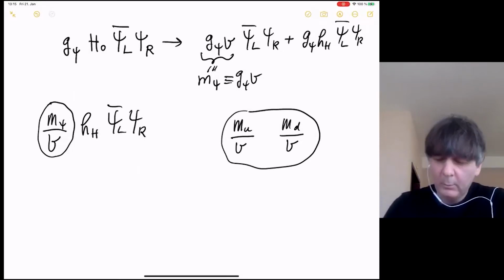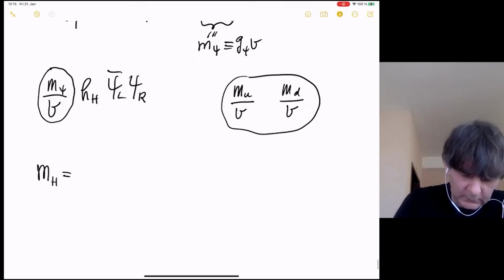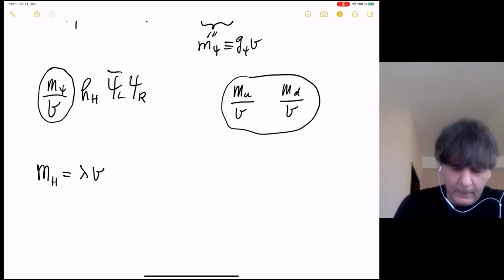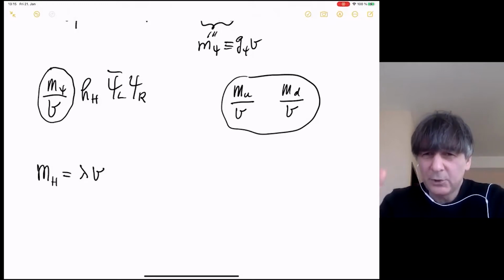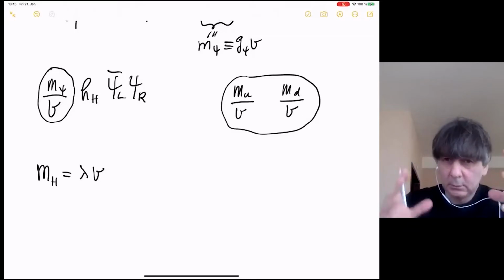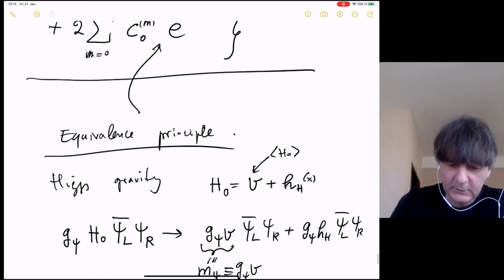Let's assume for a moment that the mass of the Higgs boson is given by the self-coupling of the Higgs boson times the vev. So we can, for example, take the limit just to make this sharper. Of course, within the standard model, Higgs gravity is a short-range gravity. So Higgs would mediate a force of this type.